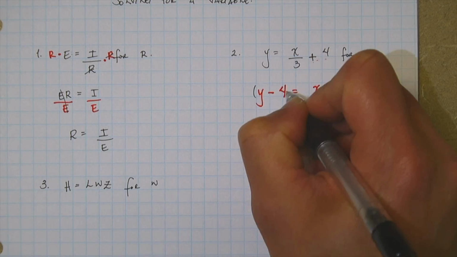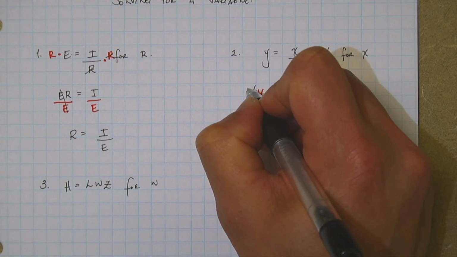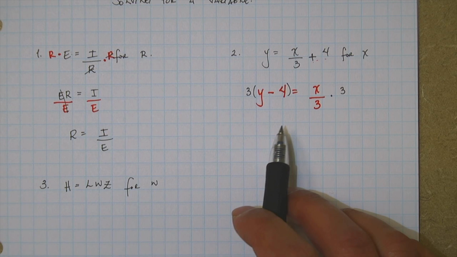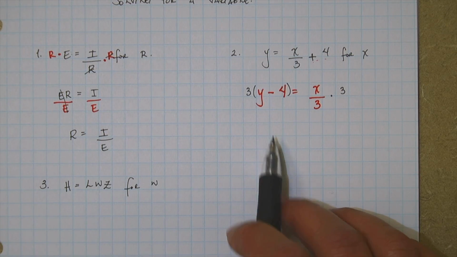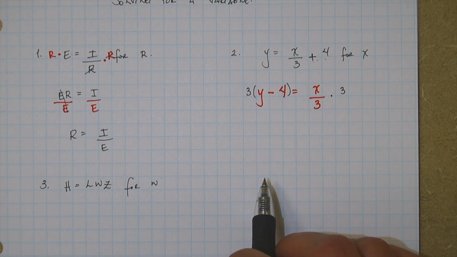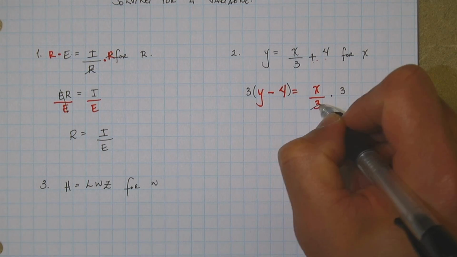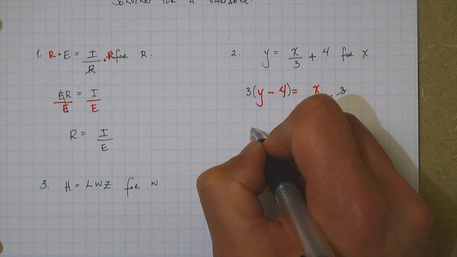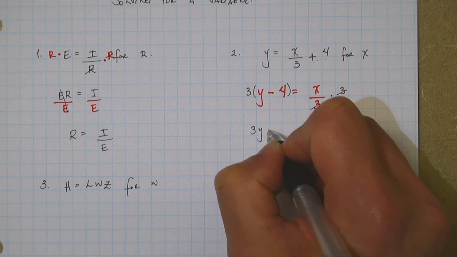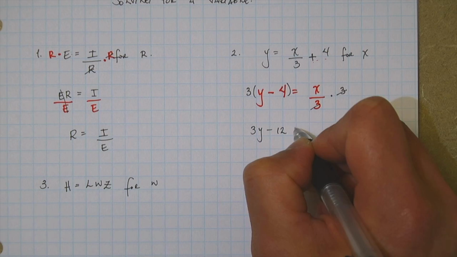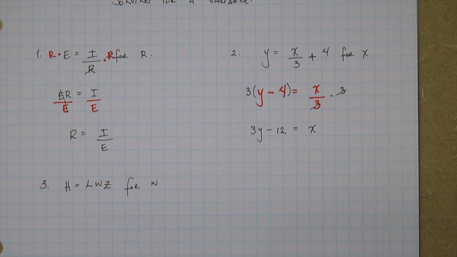Now if you notice here, you have Y minus 4. When that happens, you have to make sure that you multiply the whole thing. So what happens here? The 3 simplifies. Now you have 3, and you can distribute the 3: 3Y minus 12 equals X, and there it is. You solved it for X.